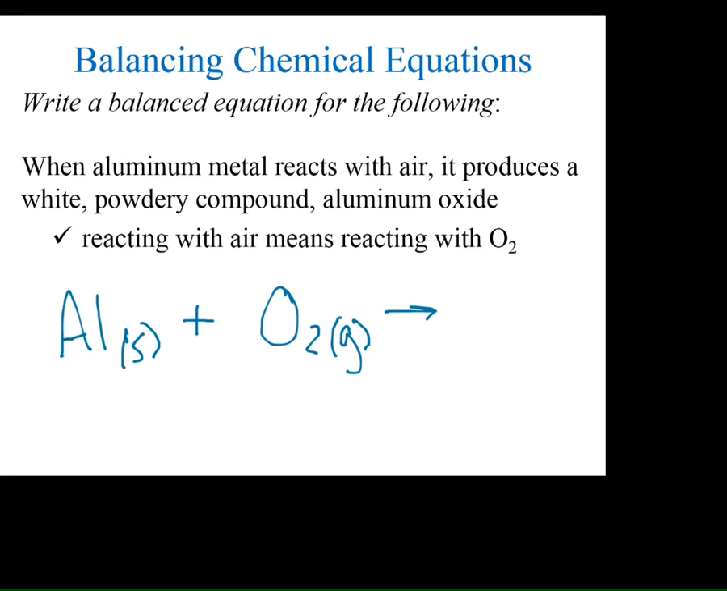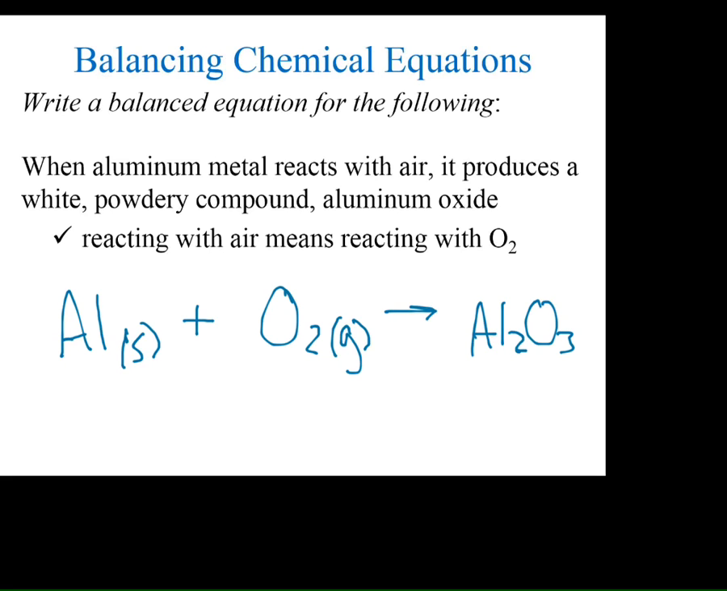Okay. And then we make white powdery aluminum oxide. So now it's a compound. So what's the charge on aluminum? What's the charge on oxygen? Figure out how to make them balance out. So what would aluminum oxide's formula be? Al2O3. Yes. Al2O3. Because aluminum's 3 plus, oxide's 2 minus. So 2 and 3 both go into 6.